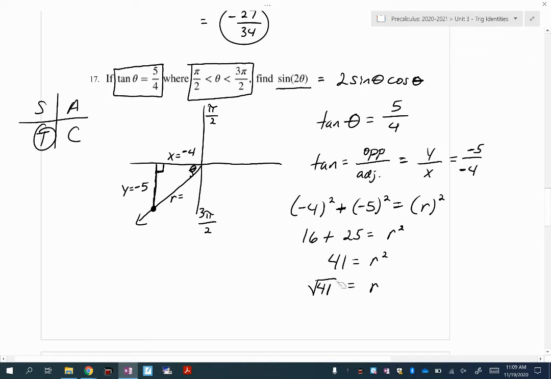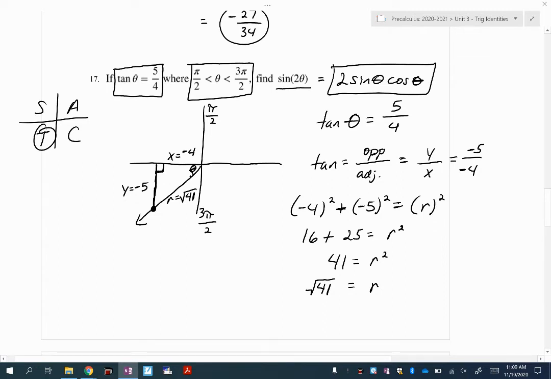Now, I've said this in the past, but when you take the square root of both sides, you have to be thinking plus or minus. But because we're finding the hypotenuse, letter r is always going to be positive. So r is positive square root of 41. Okay, so now let's try to find this 2 times the sine theta times cosine theta.